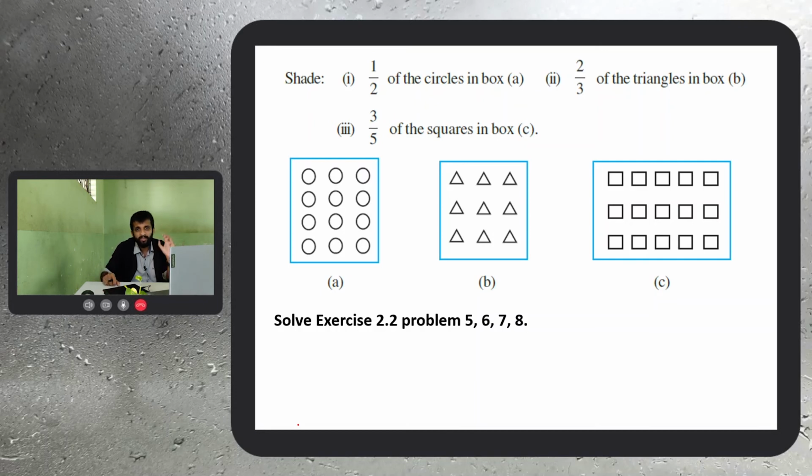So please make sure you practice each and every problem, and if you're done practicing and you still want to solve more, then you can write a comment in the comment box of this video to tell me that you want more problems, and I will give them to you. Please solve these problems. Exercise 2.2, problem number 5, 6, 7 and 8.